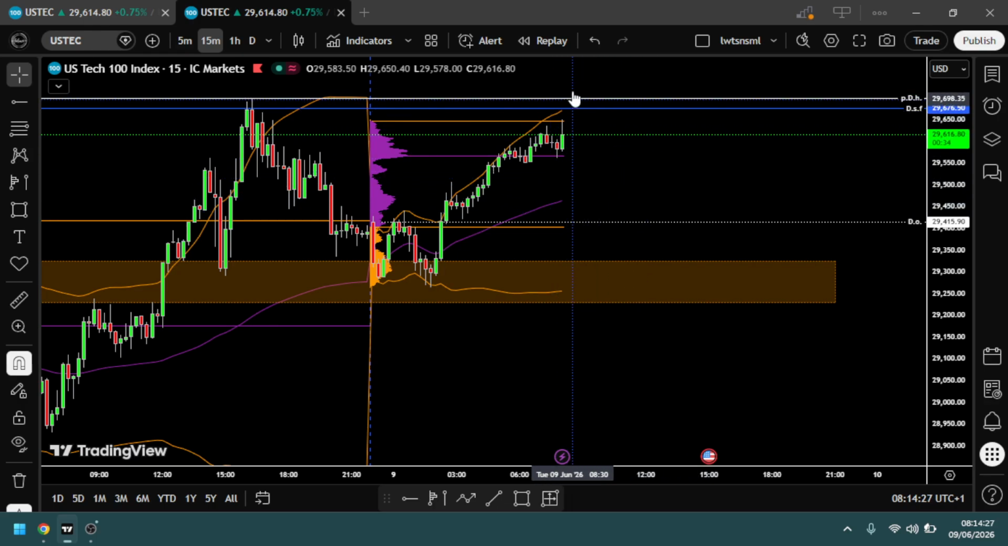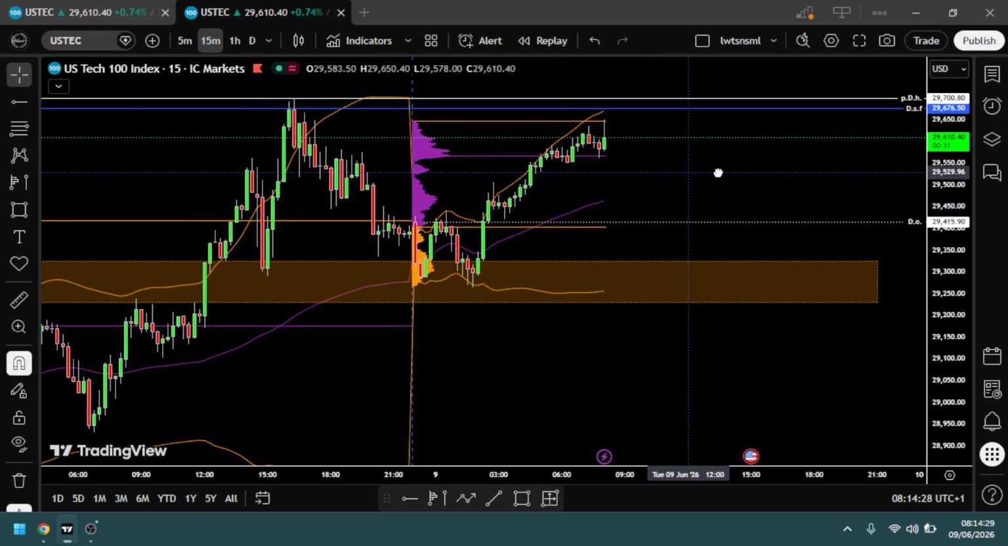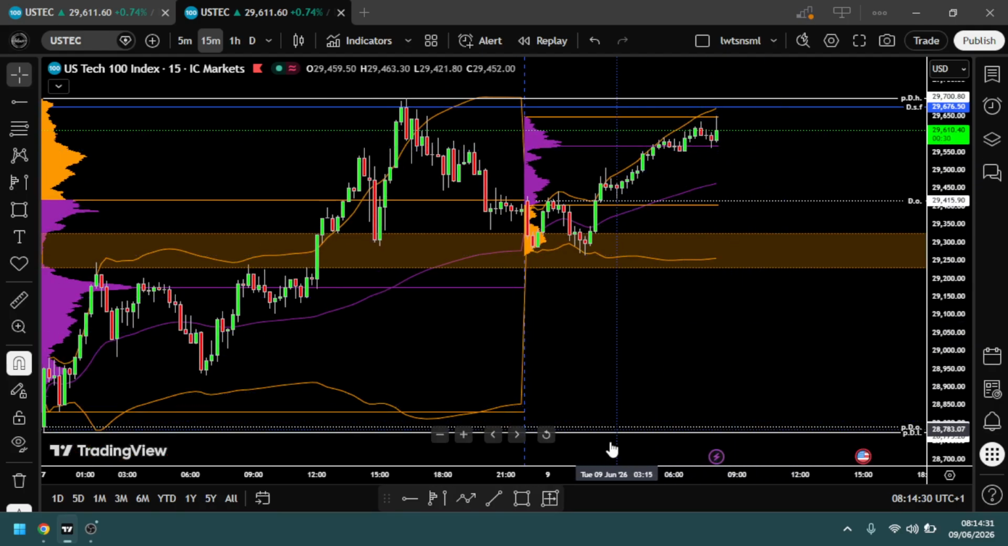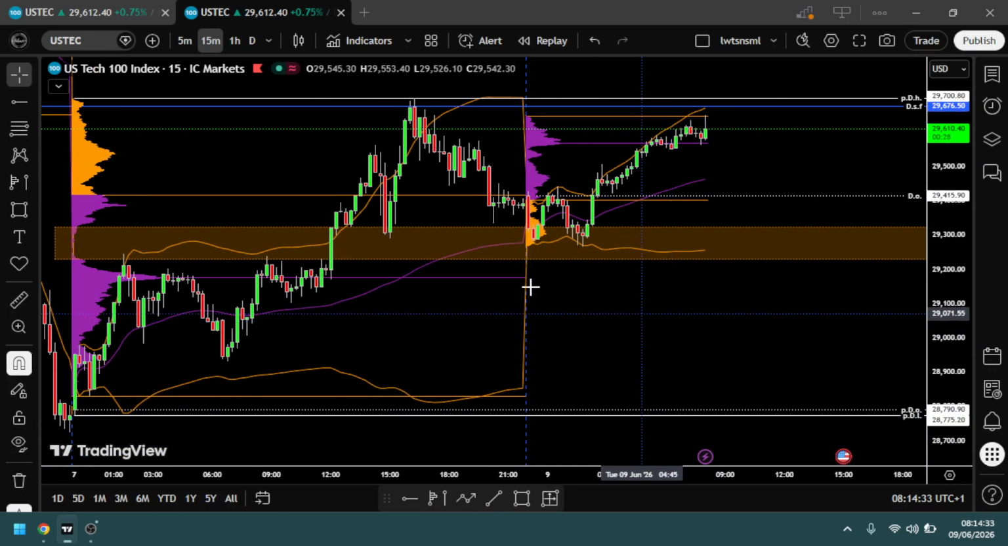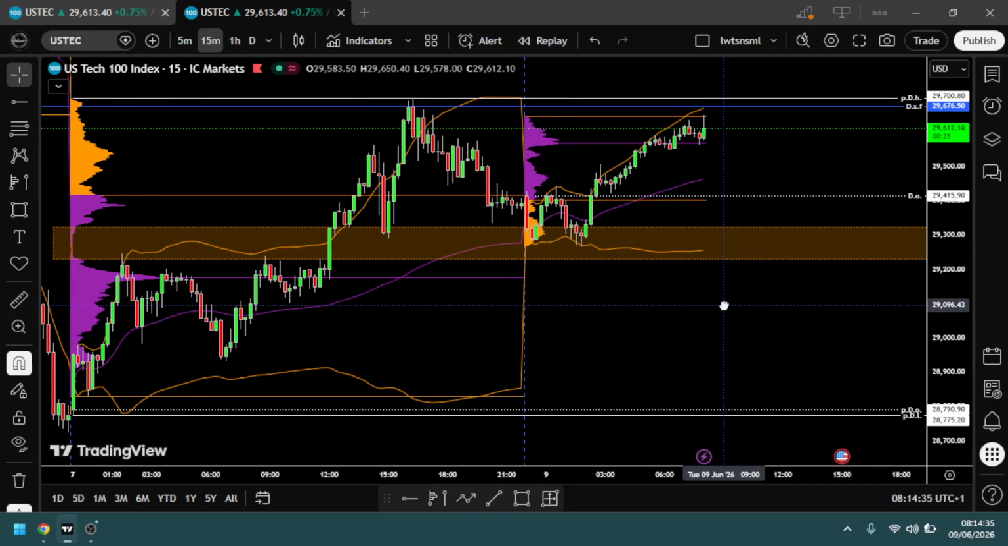So with that reaction making the double top, the target of course will be the low volume node area from yesterday, which I have marked out here. I expect this may hold, this may not, but this will be the ideal target for shorts.